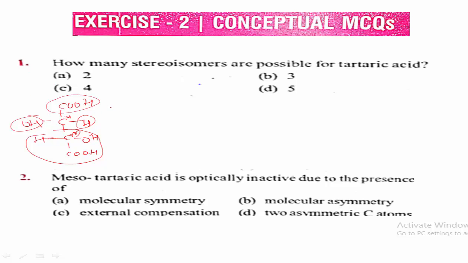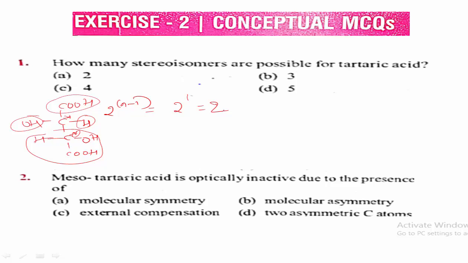I write the formula here: 2 to the power of n minus 1 equal to 2 to the power n minus 1. Here n indicates the number of asymmetric carbon atoms present in a molecule. Here 2 minus 1 means I write only 1. Therefore, there are two stereoisomers.